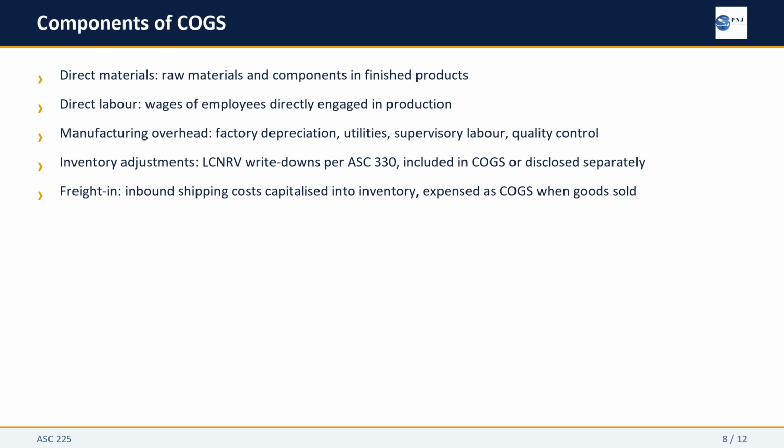COGS is not a single number. It is a buildup of three core layers plus adjustments. Direct materials are the components that go into finished products. Direct labor covers the wages of employees doing the actual production work. Manufacturing overhead absorbs factory costs: depreciation, utilities, supervisory labor, and quality control. Then come inventory adjustments. LCNRV write-downs under ASC 330 go into COGS, or are disclosed separately if material. Inbound freight costs are typically capitalized into inventory and expensed as COGS when the goods are sold.